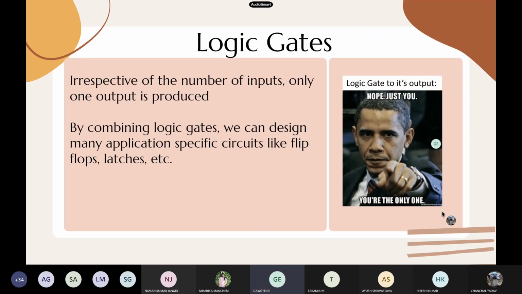Logic gates can get from one to n number of inputs, but irrespective of the number of inputs we give a logic gate, it can produce only one output. And these are what make up all the complex and application-specific circuits like flip-flops, latches, etc. Some of which you'll also see in the later sections of this workshop.